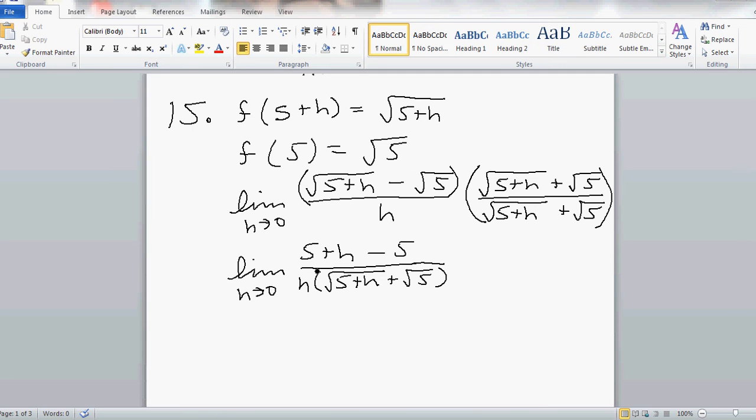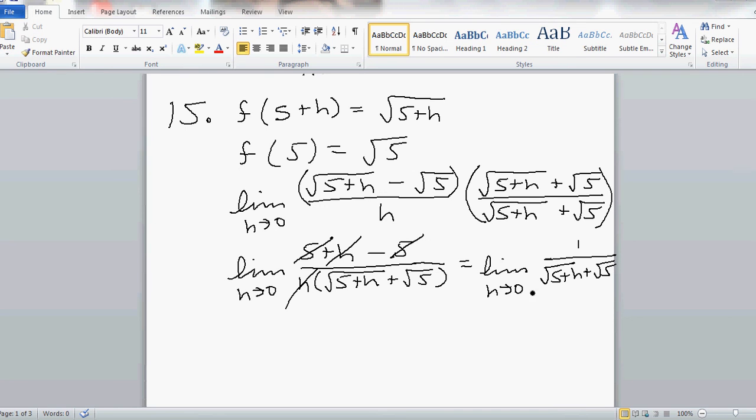Okay, now some simplification. The 5 minus 5 will cancel each other out, and look what happens here. This h can now cancel with that h because those are factors of each other. And so now we get the limit as h approaches 0 of 1 over the square root of 5 plus h plus the square root of 5.